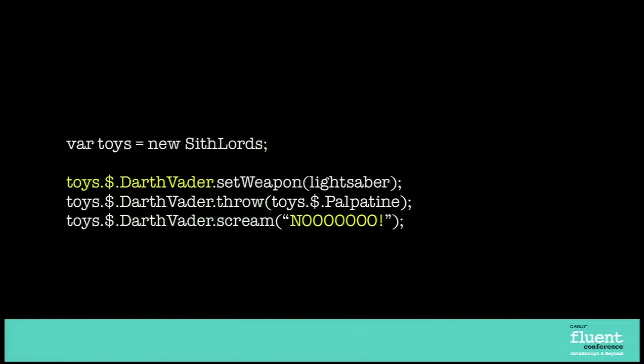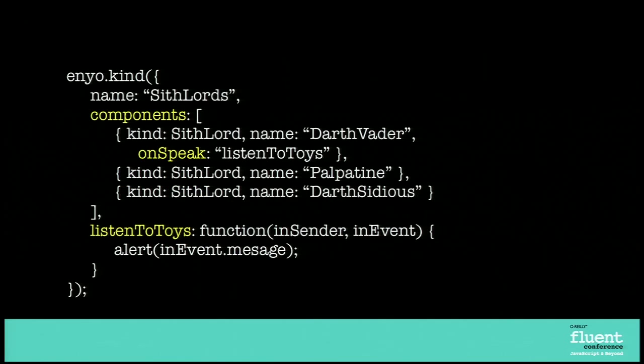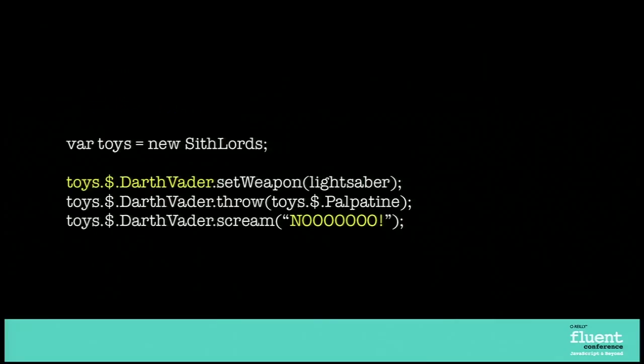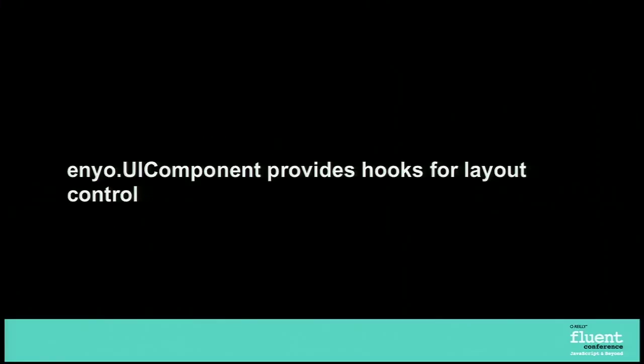Every object that owns other components has a $ hash table. And basically all the elements of it are based on the names of its owned objects. So going back to here, I refer to the Darth Vader that I own by toys.$.Darth Vader. And it's a very useful way to interact with everything in your code. So that's the basic object model that we have. Everything in Enyo is built on this object model.